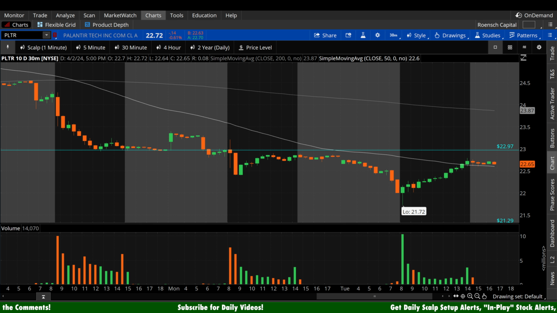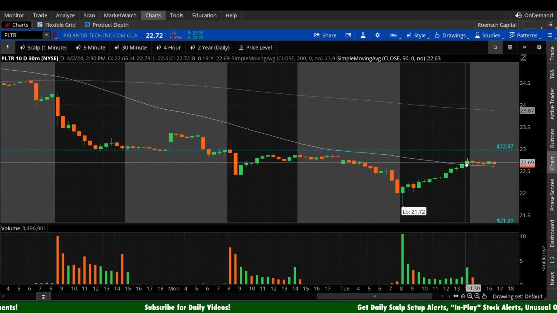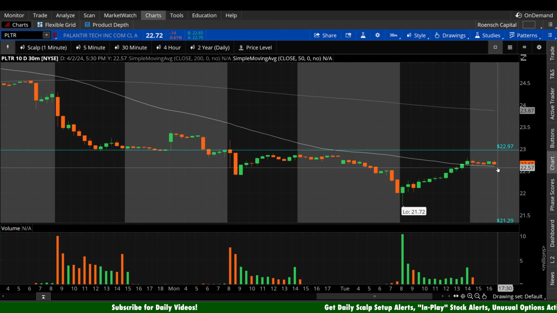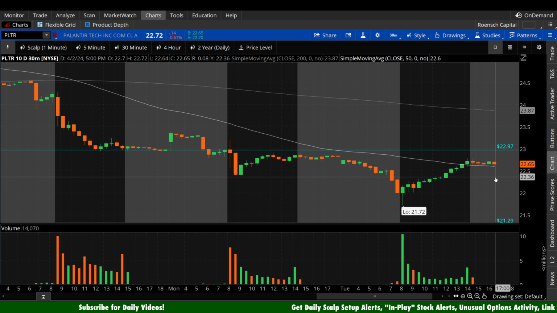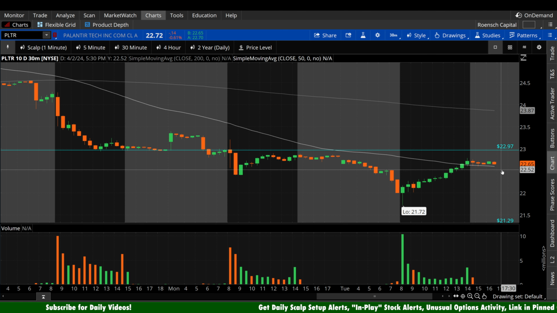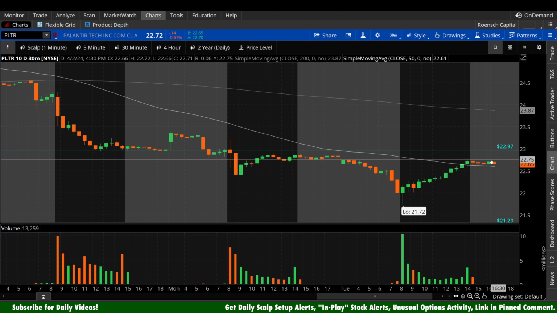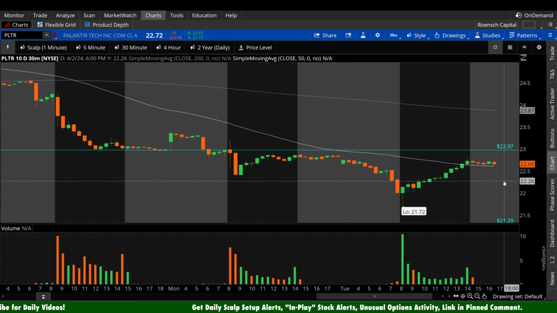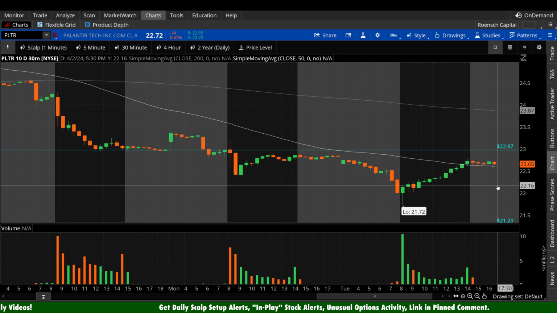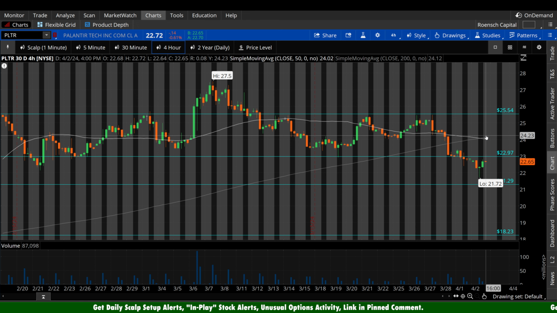Bears, you really haven't lost this battle yet because it just barely reclaimed. So you bears are going to want to see a fade back beneath that level, dragging this 50 period down back into a descending position, and doing so on as much volume as humanly possible and algorithmically possible, I suppose. Let's move on now to the 4-hour chart and take a look.